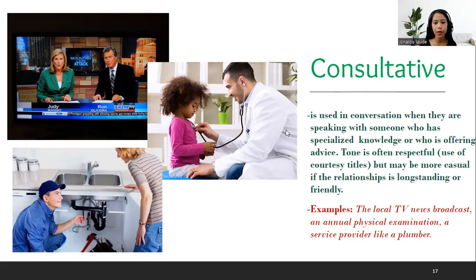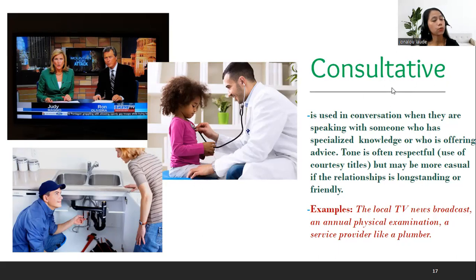The tone is often respectful. It uses courtesy titles like sir, ma'am, doctor, lawyer, or attorney, whatever courtesy titles you may have. So courtesy titles are present in the consultative register.